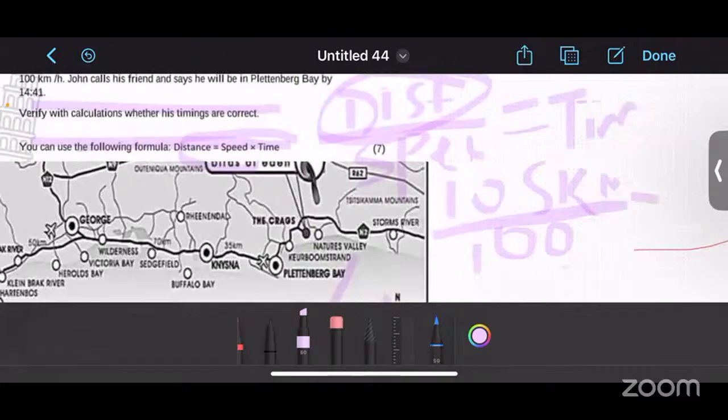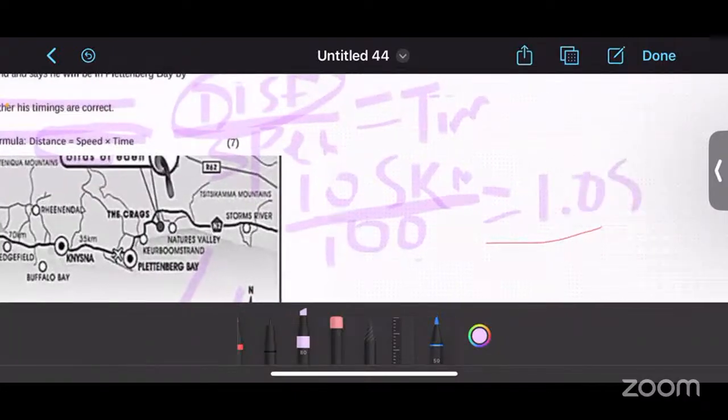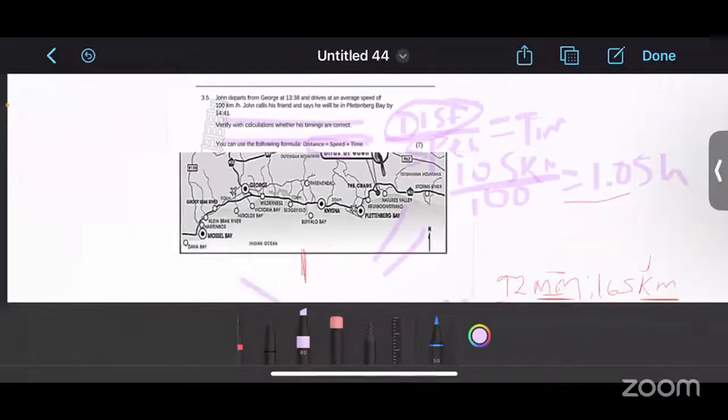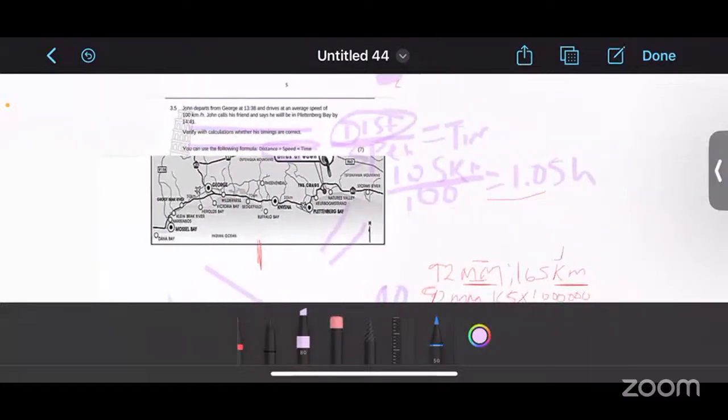How much is it? 105 divided by that is 1,05. It's going to be in hours, because the time to be traveled is in hours. So the time that is going to be traveled is 1,05 hours.